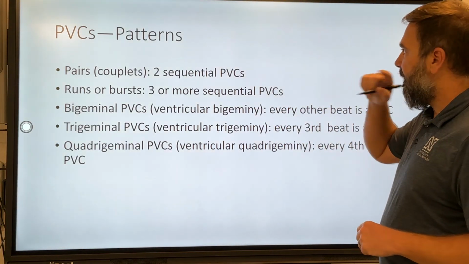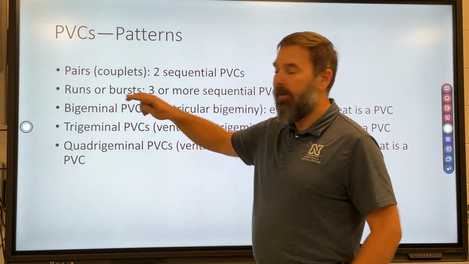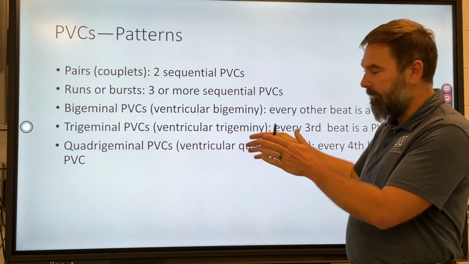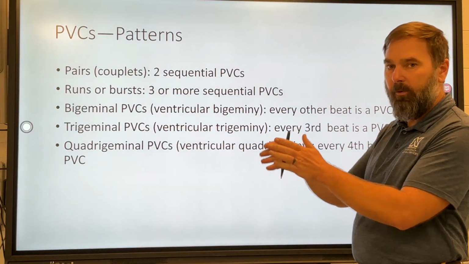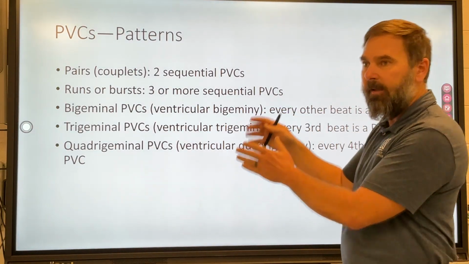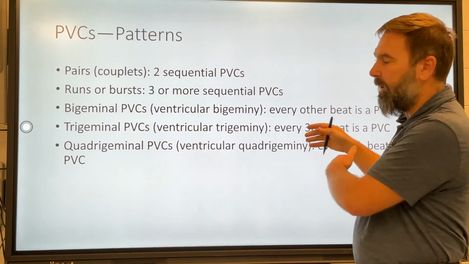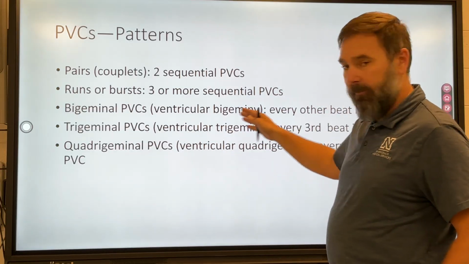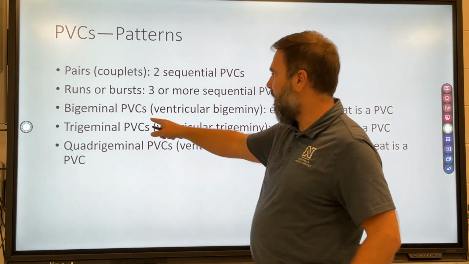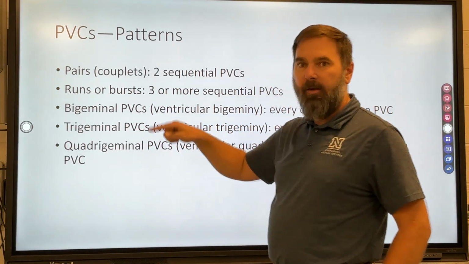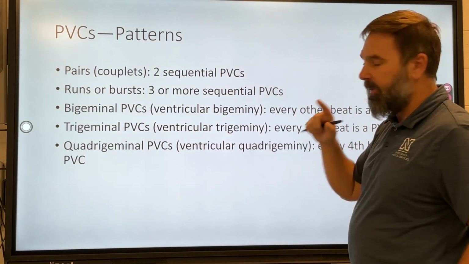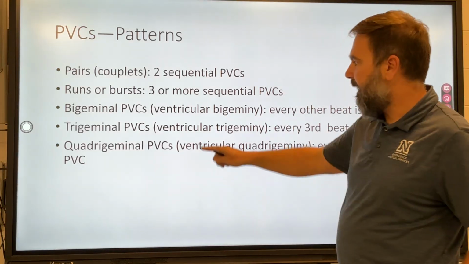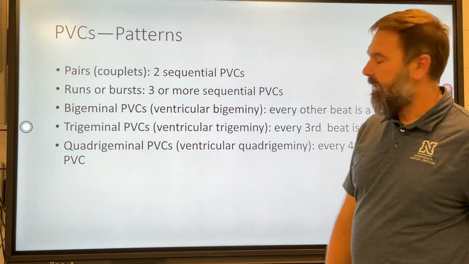With PVC patterns, we have other terminologies, like pairs or couplets. This is where you have two PVCs in a row. So you may have normal beat, normal beat, normal beat, PVC, PVC, normal beat, normal beat. Runs or bursts are three or more PVCs in a row. Bigeminal is when every other beat is a PVC. With trigeminal, every third beat is a PVC, and quadrigeminal, every fourth beat is a PVC.